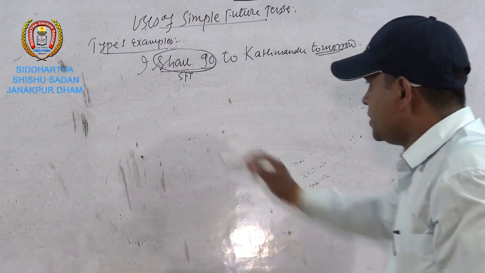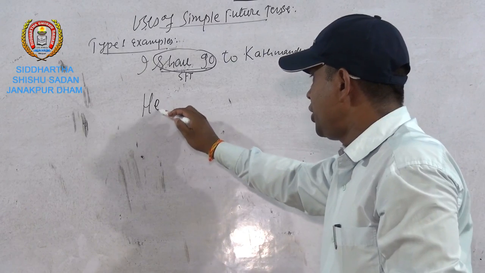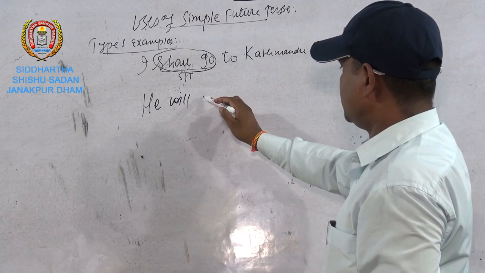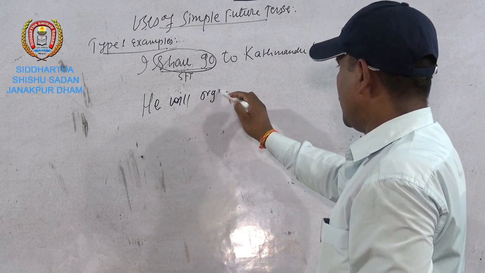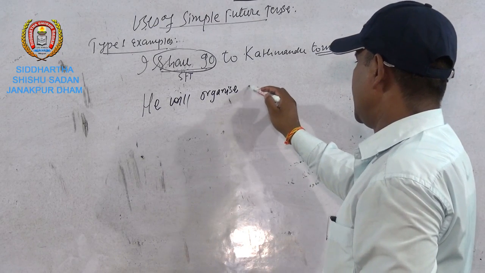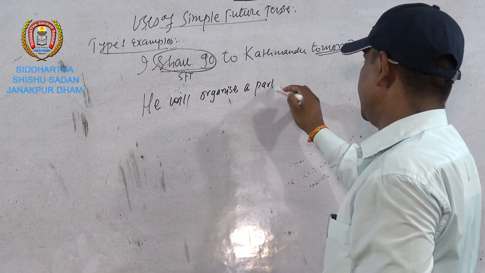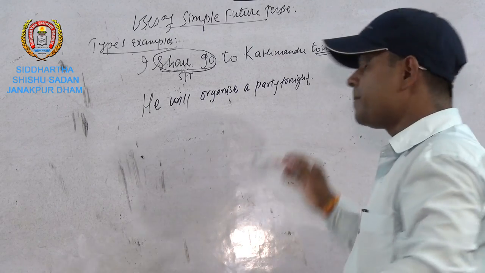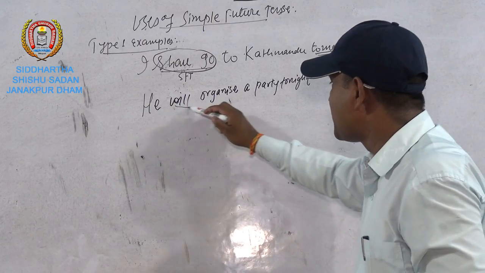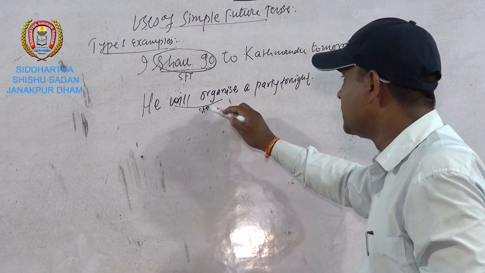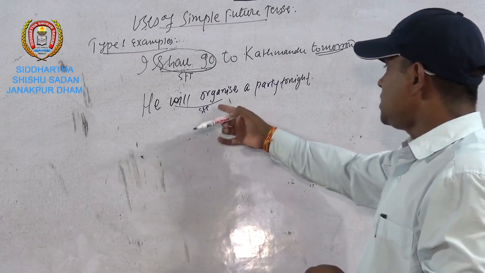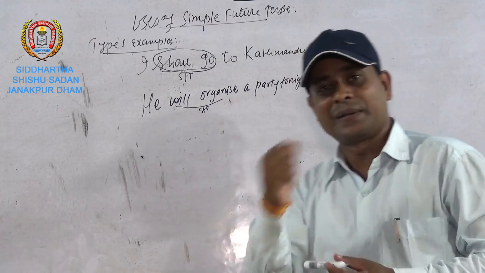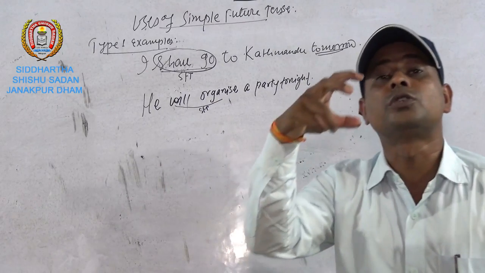Okay. Next slide. Let's see here. He will organize a party tonight. See here again. What's the tense used here? Simple future tense. Why? Because this action too will take place in future. Not tomorrow, tonight. Tonight shows future time.